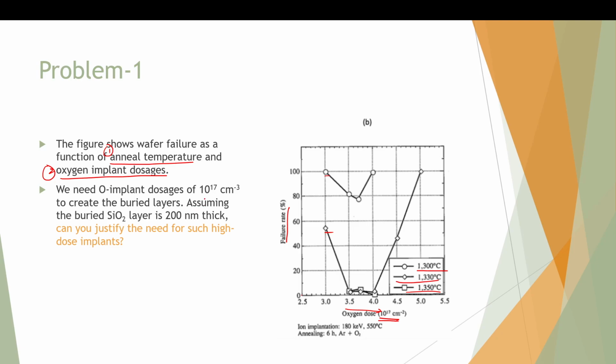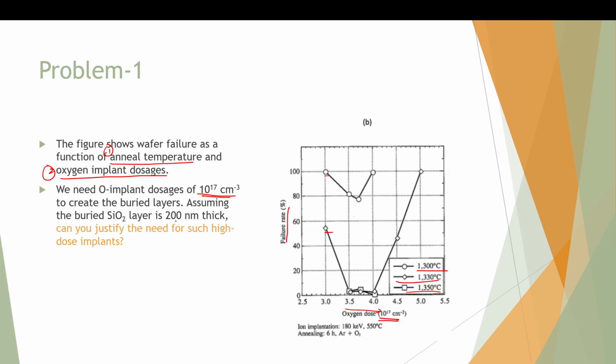This is very high compared to all the previous doses that we have seen for ion implantation for doping. Whenever we saw boron doping or n-type doping, the dose was not this high. So why in this case do we have to put such a high dose? Because as we know, higher dose will eventually lead to a higher number of defects. So why are we going for these high doses?